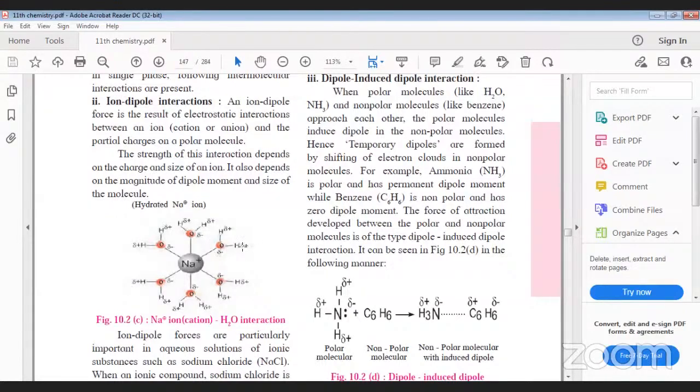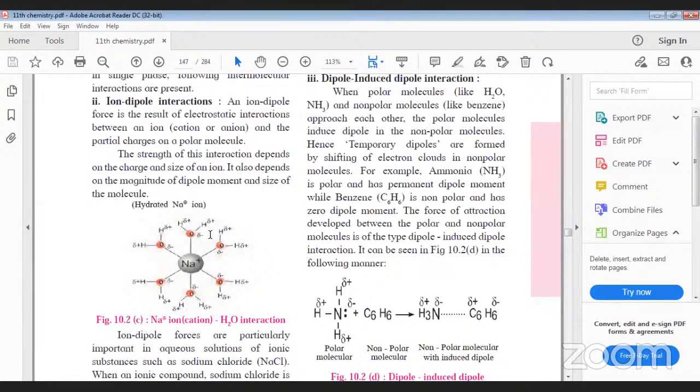So in the water molecule, what do you know? The formula of the water molecule is H2O. Among H2O, oxygen has more electrons. It has 8 electrons. That's why it is more electronegative, whereas hydrogen has fewer electrons. That's why it is more electropositive.